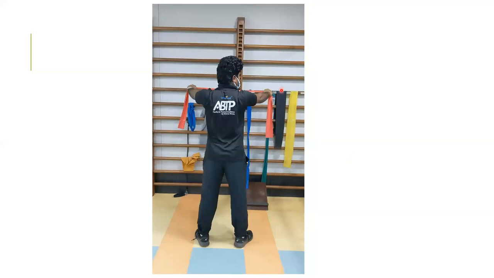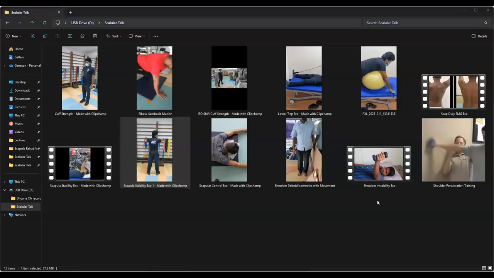So with the resistance band, this is trying to get the scapular activation in multiple directions. So from open kinematic, adding resistance and seeing that he is able to do the exercise.